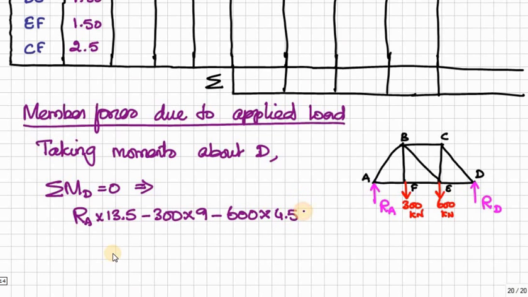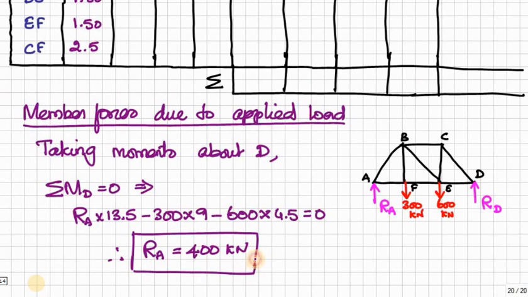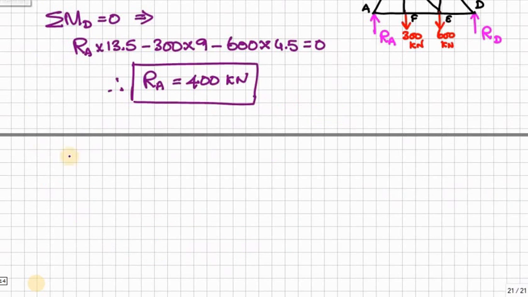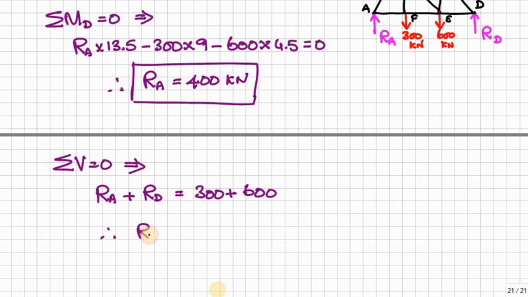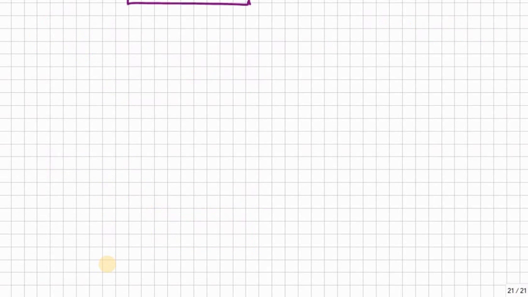Therefore, RA is equal to 400 kilonewton, and applying sigma V equal to 0, we will get RD equal to 500. So now we have the reactions RA and RD values. Therefore, we can start the method of joints.